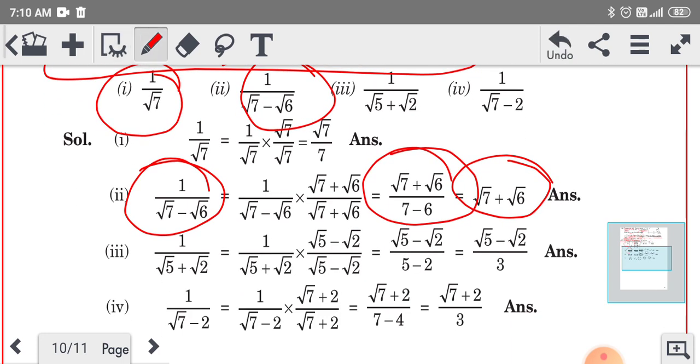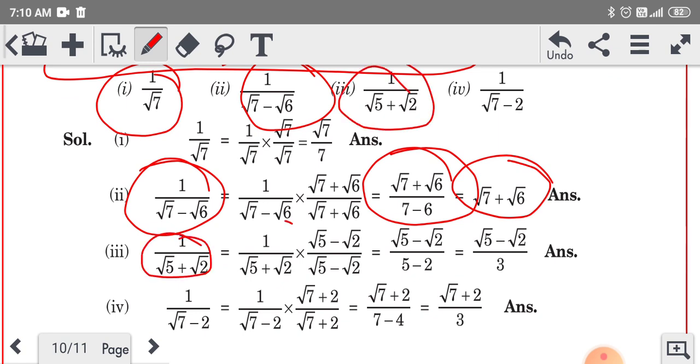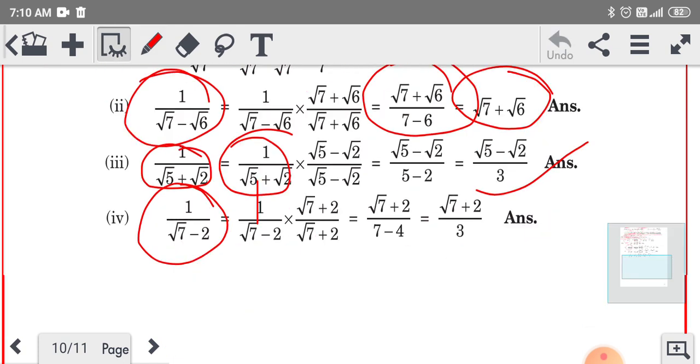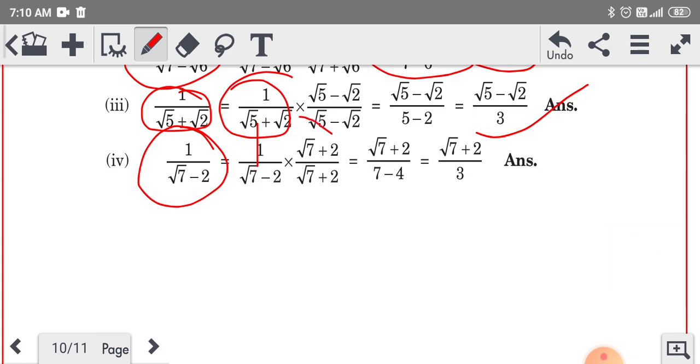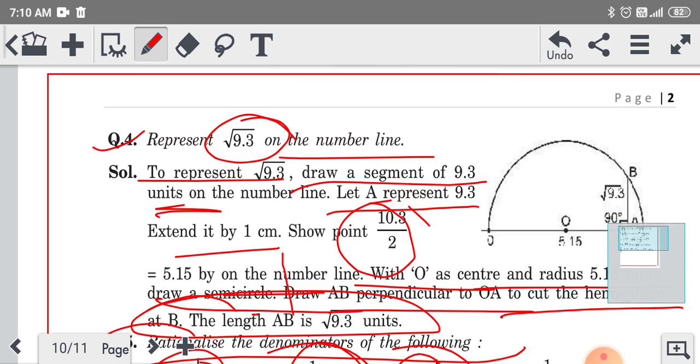Third कहते that is 1 divided by under root of 5 plus under root 2, that is equal to opposite sign के साथ multiply और divide किया. So we get our answer. Fourth के लिए क्या किया, 1 by under root of 7 minus 2, opposite sign के साथ multiply और divide किया, that is equal to under root of 7 plus 2 by 3. That is our answer.